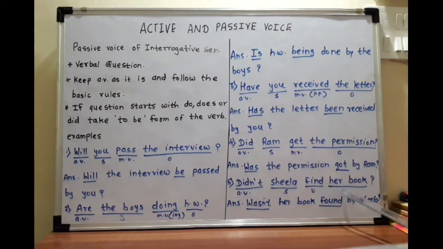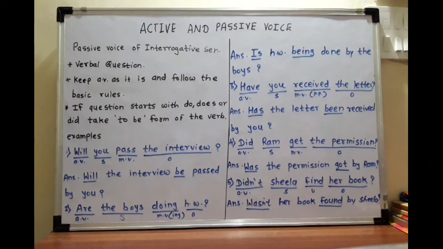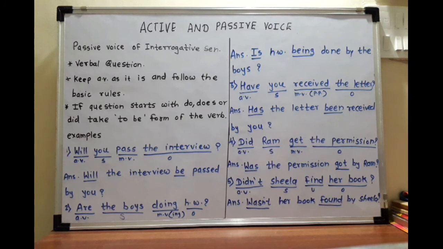Didn't Sheila find her book? Didn't will become wasn't. Wasn't her book found by Sheila? In this way, we have studied verbal question into passive voice. Very simple. The same rules you have to use. Start the sentence with the auxiliary verb, make the necessary changes we have already studied, and in this way it is very simple to change the passive voice of a verbal question.